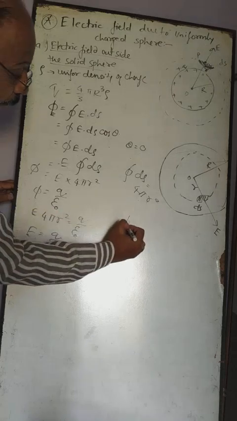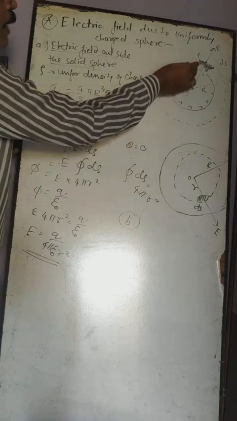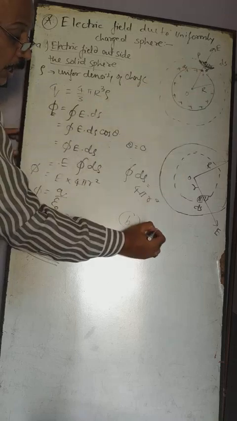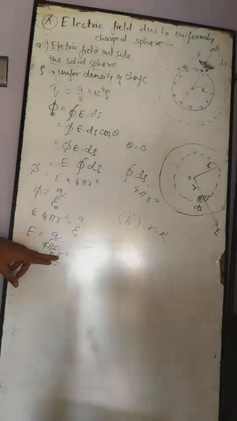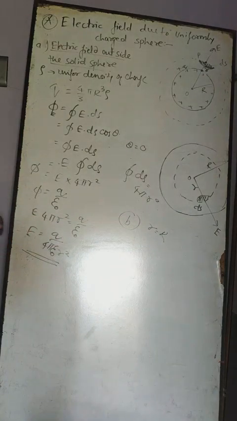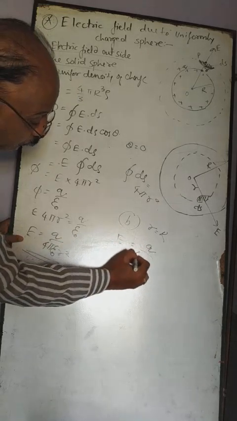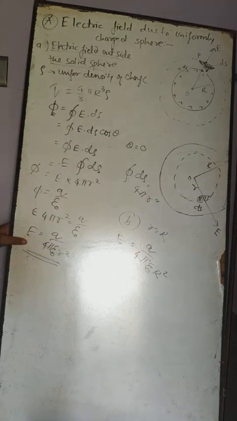Now the second point is the electric field on the surface of the sphere. Surface of the sphere means the point P is taken here at the surface. Then r is equal to capital R. So in this equation, where small r is there, you put the capital R. Therefore, E is equal to Q divided by 4 pi epsilon naught R square.